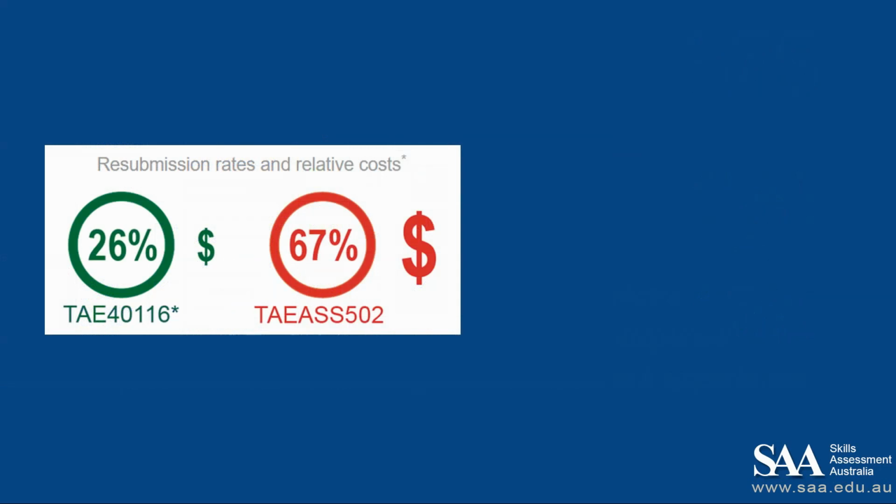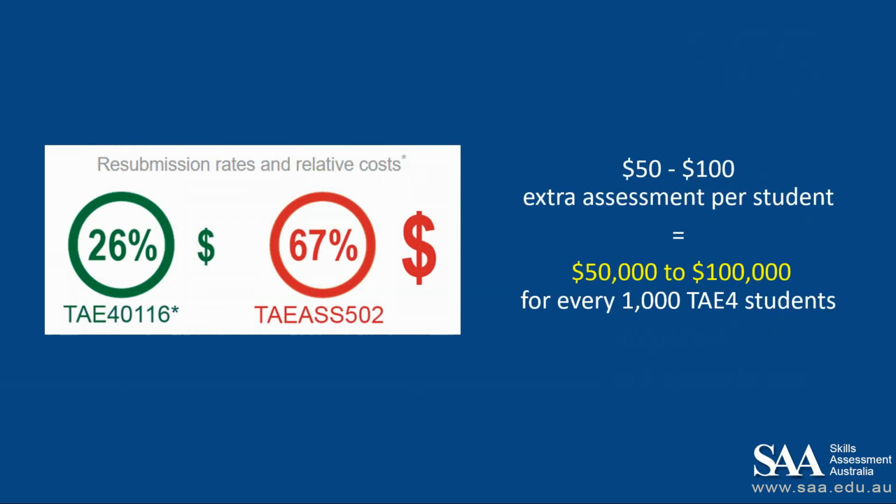And that's because Unit TAE ASS 502 is typically the most expensive unit to service within the TAE 40116, Certificate 4 in Training and Assessment, due to the higher average student assessment resubmission rate and the associated assessment expense. In fact, we researched over 1,000 TAE 4 graduates from 2019, and whereas the average resubmission rate across the TAE 4 was 26%, it was a whopping 67% for Unit TAE ASS 502.